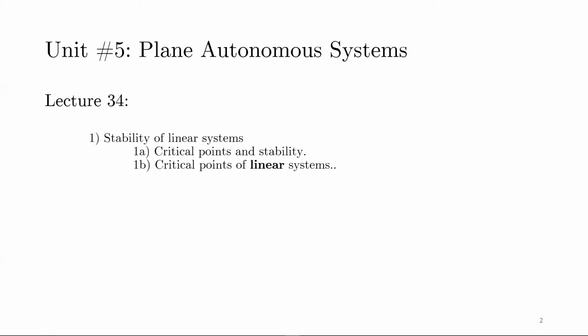Okay, welcome to lecture 34. We're still on unit 5 here, plane autonomous systems. In the previous class we introduced the types of critical points and we classified those types of critical points according to their behavior. Mostly we did this through drawing images of the critical points.